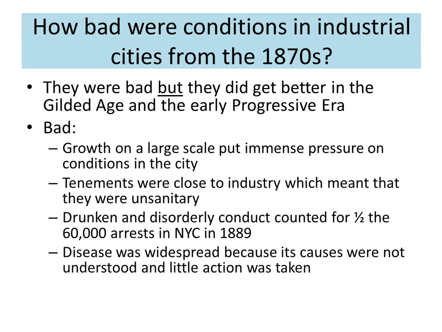Let's get evaluative. Number one, they were bad, but they do get better by the early progressive era. Here's what's bad about them. Number one, growth on a large scale puts immense pressure on the conditions in the city. The tenements, they're close to industrial areas, which meant they were unsanitary. And we have lots of reasons and lots of examples of unsanitary conditions in this lesson.